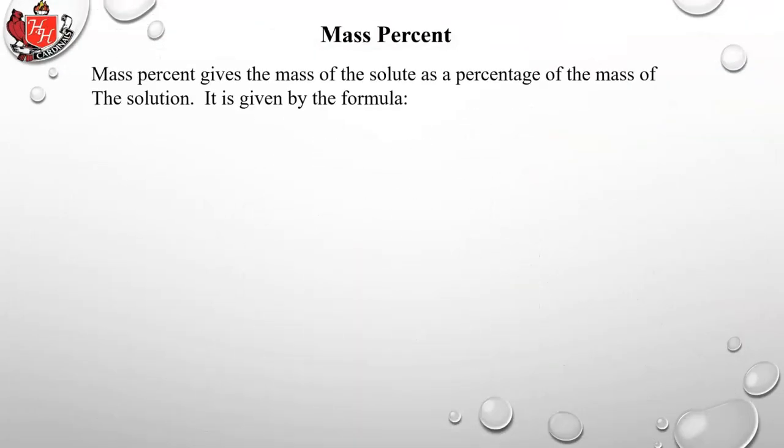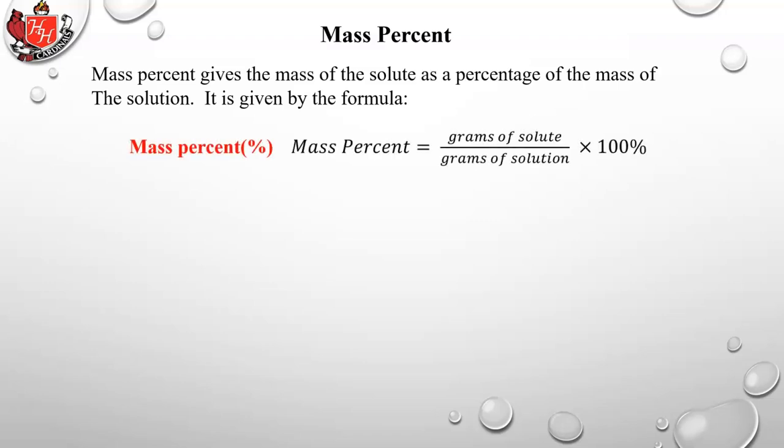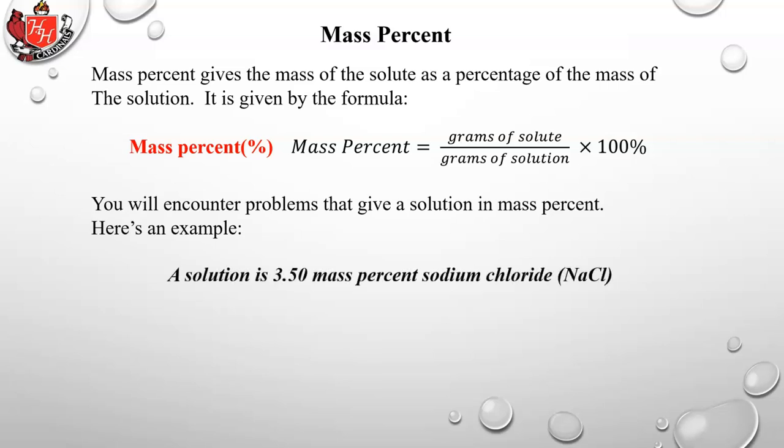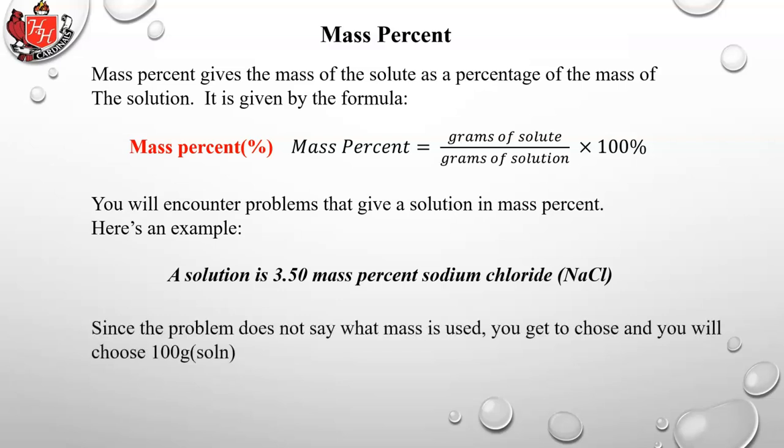Mass percent gives the mass of a solute as a percentage of the mass of the solution. It's given by the formula we saw earlier. So you will encounter problems that give a solution in mass percent. Here's an example. A solution is 3.5 mass percent sodium chloride. So we've talked about what you do when you're given a percentage. Since the problem does not say what mass is used, you get to choose, and you will always choose 100 grams of solution.